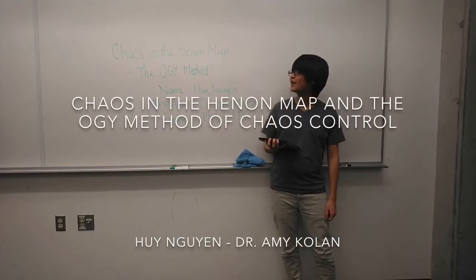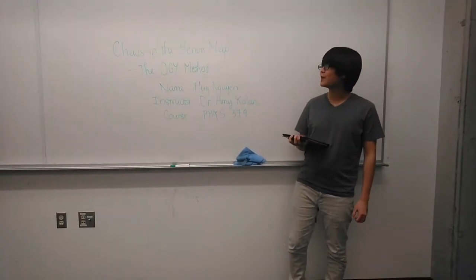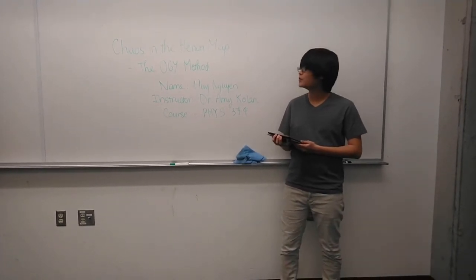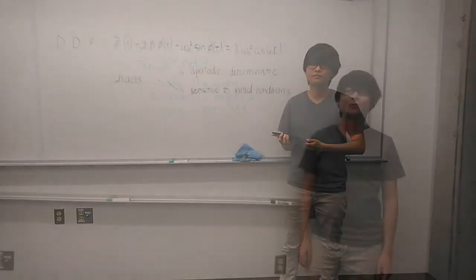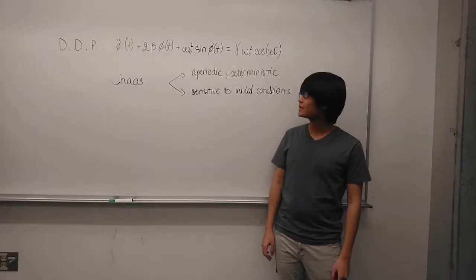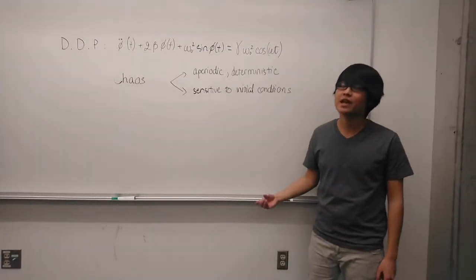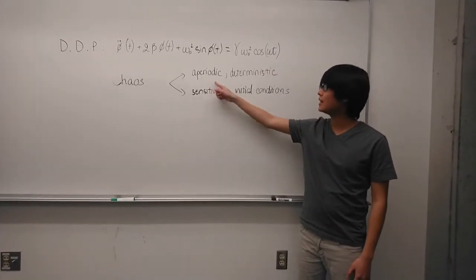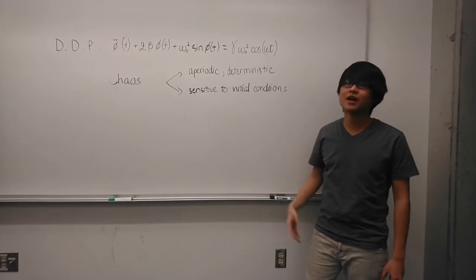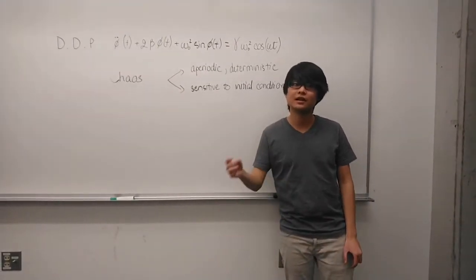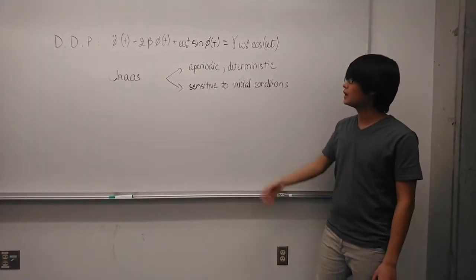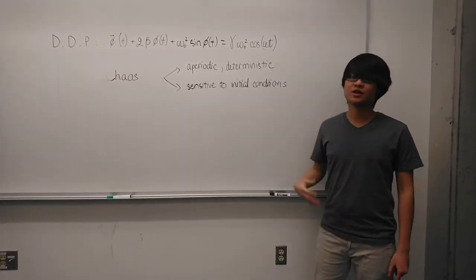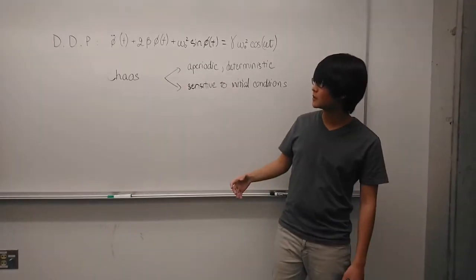Hello, my name is Hui, and in this video I'm going to talk about chaos in the Henon map and controlling chaos using the OGY method. What is chaos? Well, chaos is a long-term behavior of any dynamical system that is aperiodic and deterministic, depending on the physical laws that are governing the system. It is also very sensitive to the initial conditions of such a system.